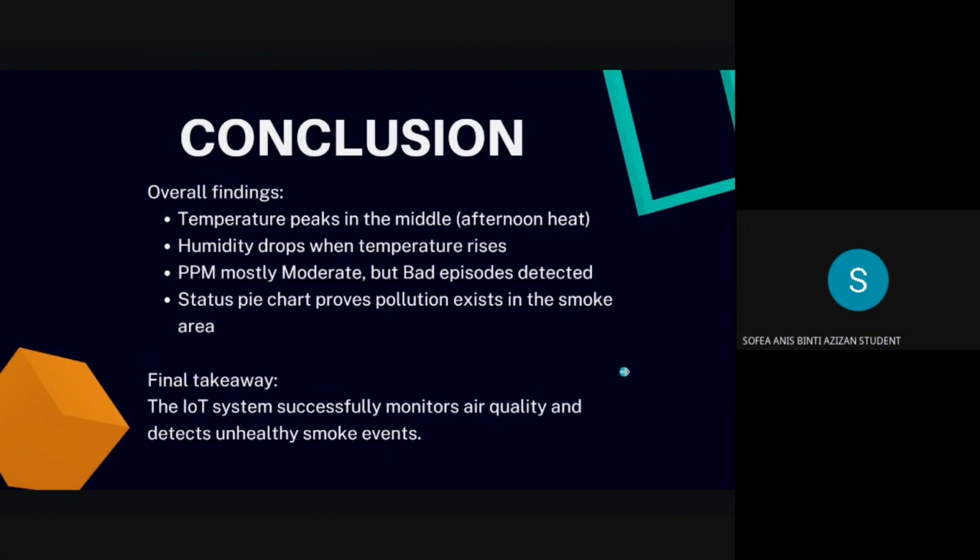Okay, so in conclusion, temperature peaks in the mid-afternoon, and humidity drops when temperature rises. Next, ppm is mostly moderate, but bad episodes are detected. Last, the status pie chart proves pollution exists in the smoke area.